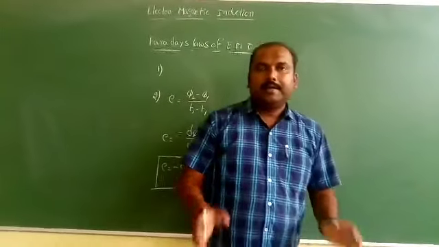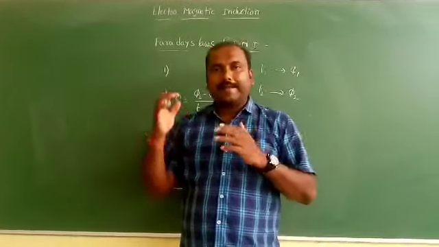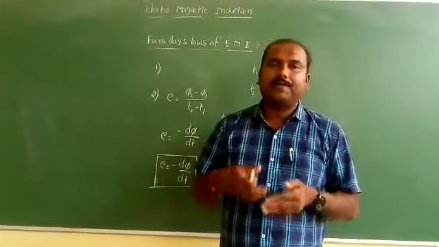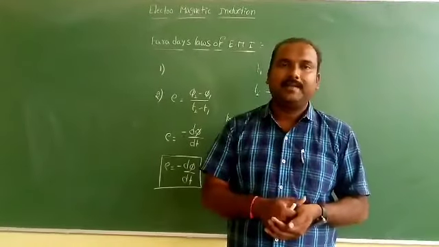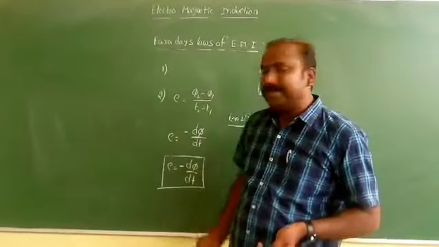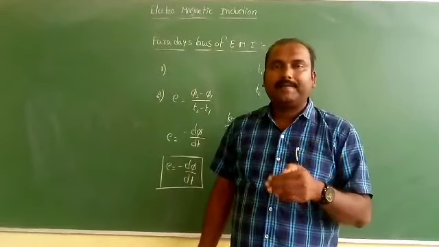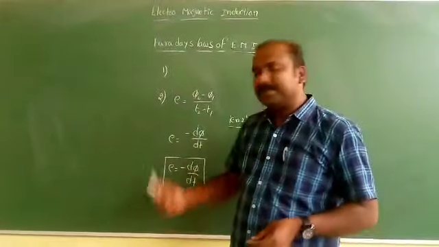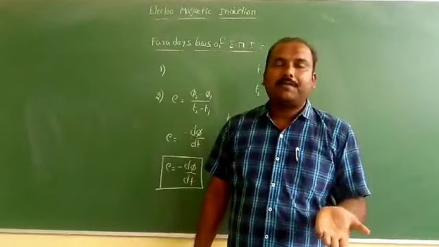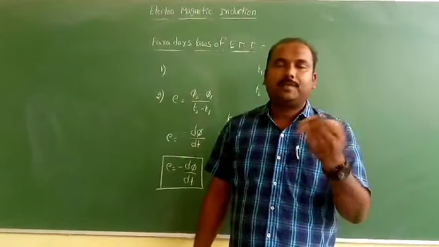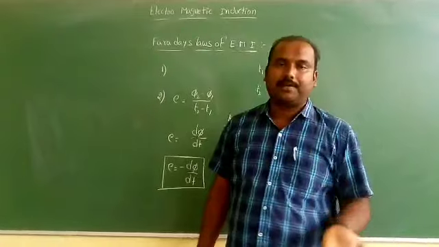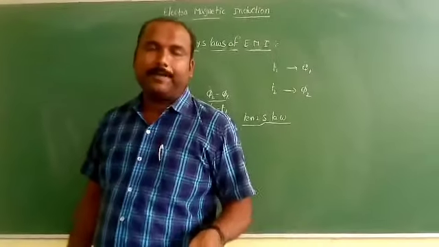Faraday's laws. Magnetic flux changes, induced EMF is produced. What is the second law? The magnitude of induced EMF is directly proportional to the rate of change of magnetic flux linked with the circuit. And here the negative sign indicates that the induced EMF is trying to oppose the change in magnetic flux that is produced in the circuit. So this is the first class. Everybody must learn this one.